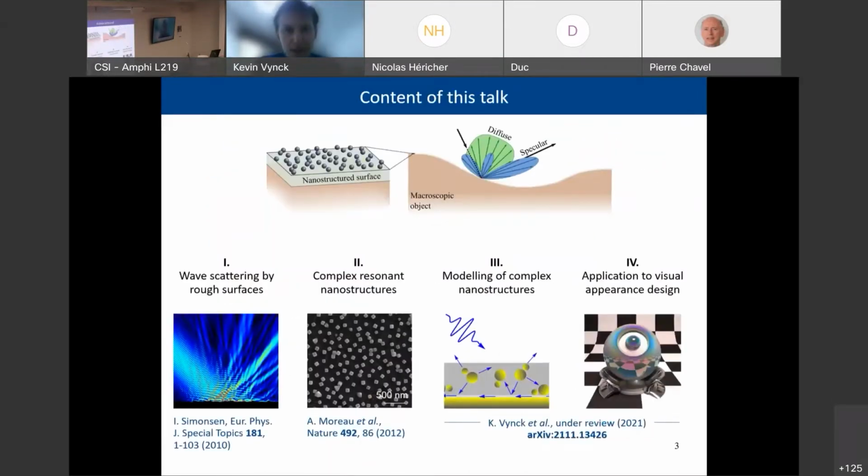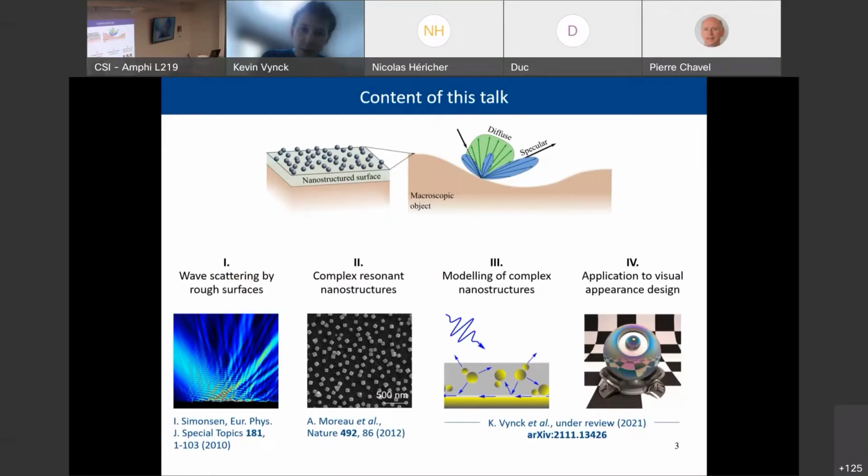So this is the content of this talk. There will be 4 parts. I will start with an introduction on the topic. The first part will be about wave scattering by rough surfaces. I think it's a good starting point. It will allow me to introduce some basic notions, some concepts, and also to discuss very rapidly the main models that have been developed to solve this problem.